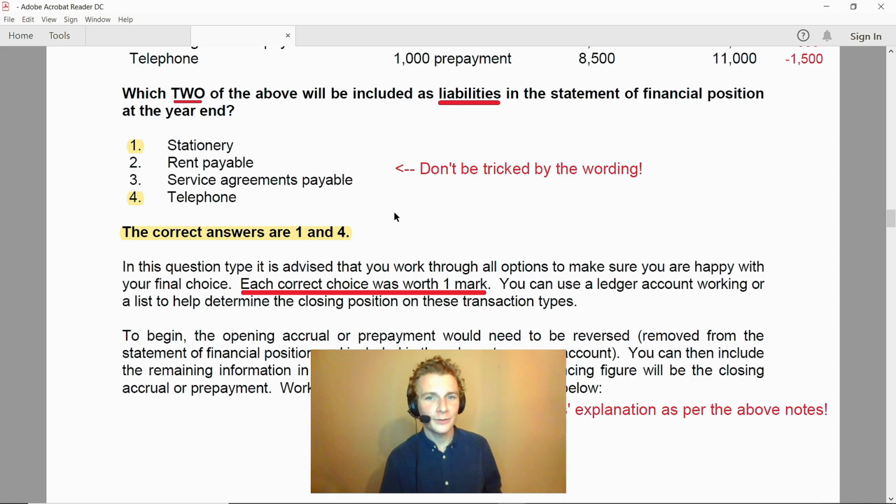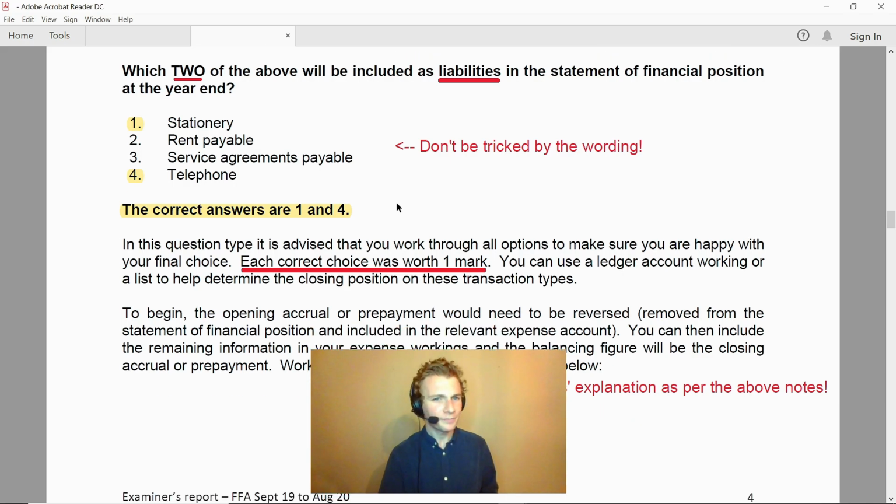And the four options on here, when I first read this, I thought, so many students are going to be tricked by the actual wording on here because they'll see the words payable, so rent payable, service agreements payable, and that'll automatically tell them in their minds, well, I've seen payable, that links into a sort of creditor, so those two are probably it. I bet you any money that's the first thing you thought when you went through this. But as you can see on here, the correct answers are 1 and 4.